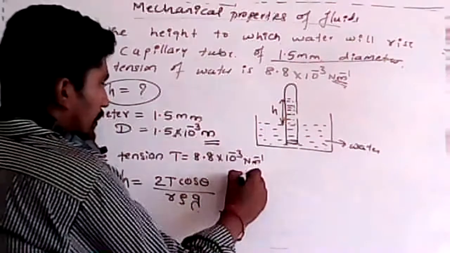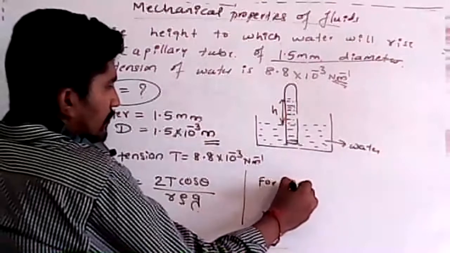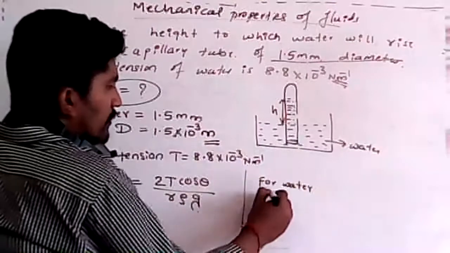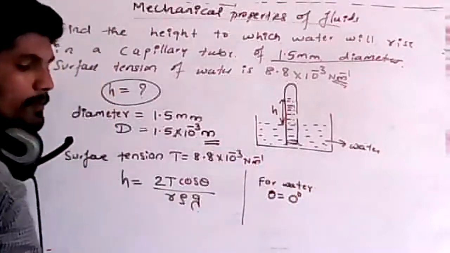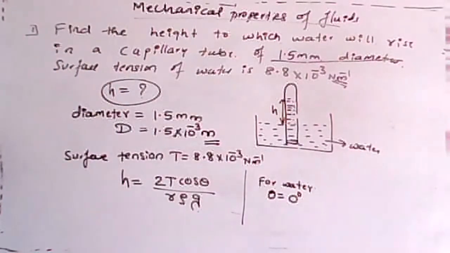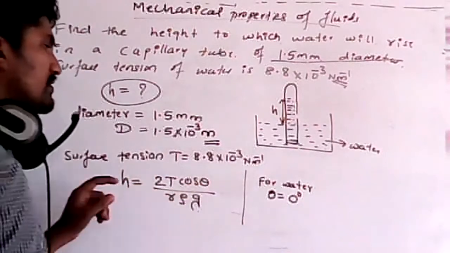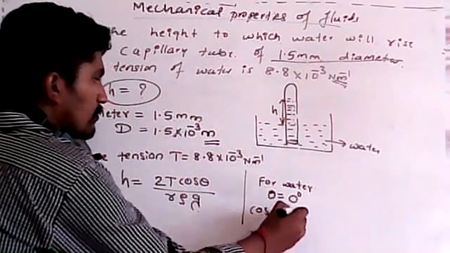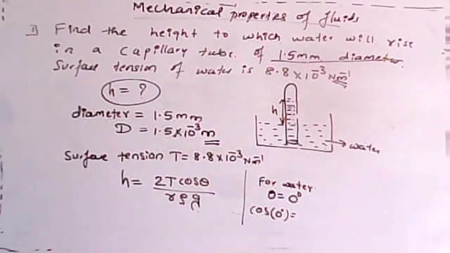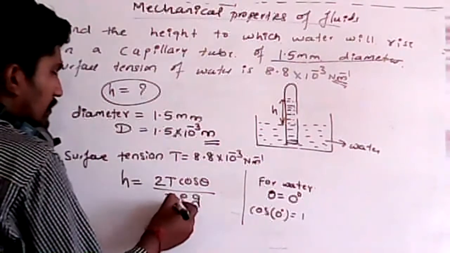For water we already know, the angle of contact theta will be 0 degree always, remember. Then the theta value we know. Just put cos 0, which is nothing but what? Cos 0 degree is always 1. So it means we can write that.